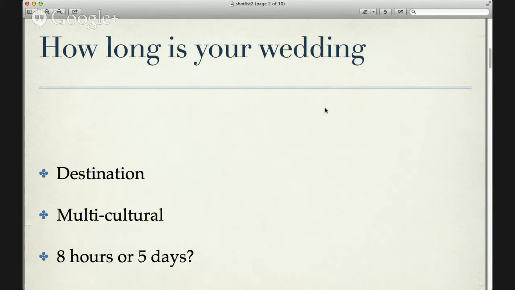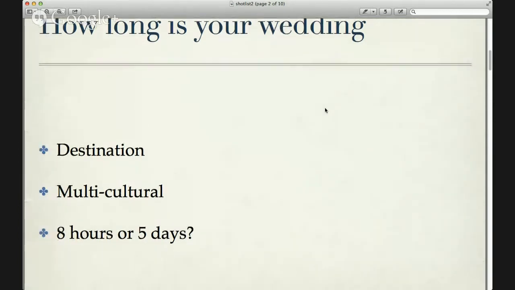On a destination wedding, you're going to have several days of events that you want to capture. If you're having a multicultural wedding, like a South Asian wedding, you might have 3 days of events. There are the different ceremonies, like applying the henna, the religious ceremonies, and different things on different days. So if your wedding is multi-day, your shot list is going to be different than if it's 8 hours, or if you're having an evening or afternoon wedding and only have a few hours. So the first thing to think about is how long your wedding is.